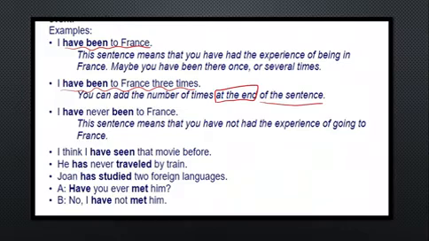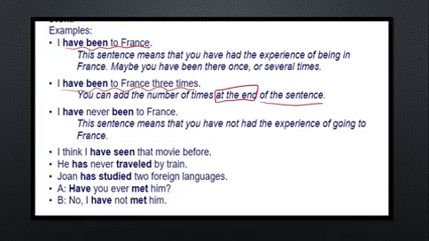I have never been to France. In this sentence means that you have not had the experience of going to France. En esta oración tú explicas que no tienes la experiencia de haber ido a Francia. Next one. I think I have seen that movie before. Yo creo que ya he visto esa película antes.